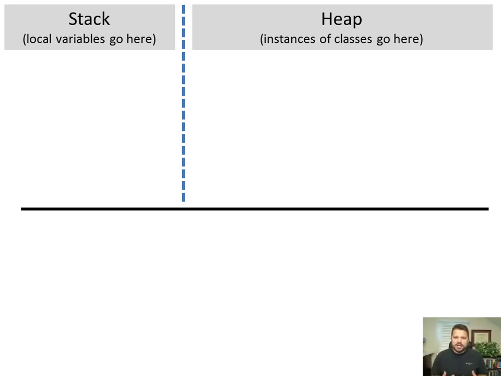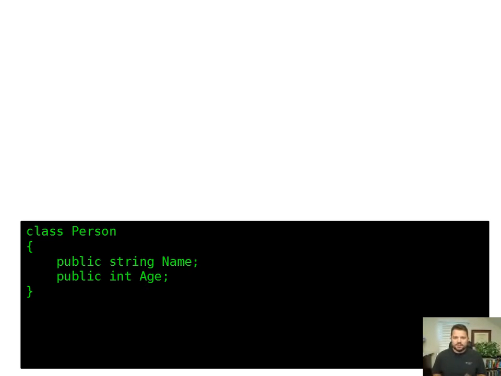So as I mentioned, memory is separated into 2 areas. There's a portion of the memory called the stack, and that's where local variables are allocated. And then there's a portion of the memory called the heap, and that's where instances of classes are allocated. All throughout this talk, I'll be using this class Person. It's a simple class with a simple string name and an integer age.